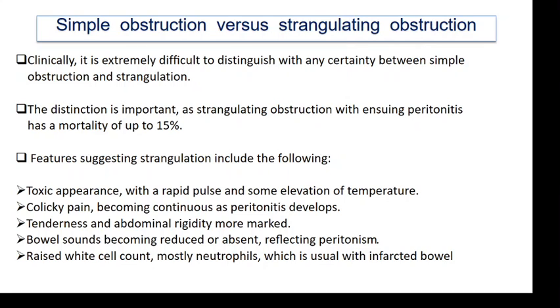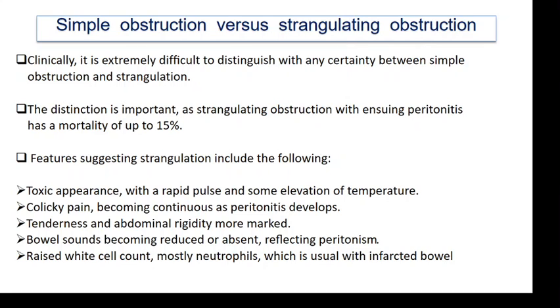Simple obstruction versus strangulated obstruction: sometimes it will be very difficult to differentiate between the two. But the distinction is important because strangulated obstruction may occur, and if it occurs, the mortality rate might reach up to 15%. The features which suggest strangulation are a toxic appearance of the patient with a rapid pulse and elevated body temperature, and colicky abdominal pain that fades and becomes a continuous type of pain with peritonitis.